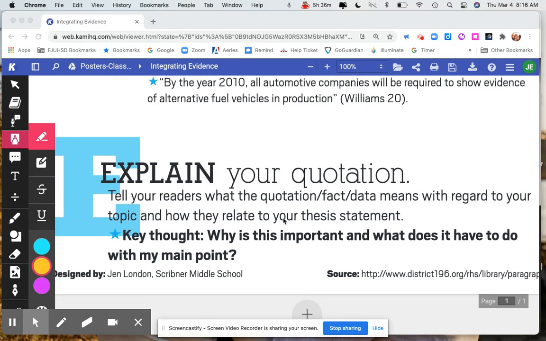This is really, really key to the integration of your evidence, which is to explain that evidence. Why did you include it? What does it mean? How does it connect to your ideas? So tell me, explain it. Tell me the connection. Why is this quote important? What does it contribute to your main idea? How does it relate to your thesis? And we can explain how it might relate to our other pieces of evidence.